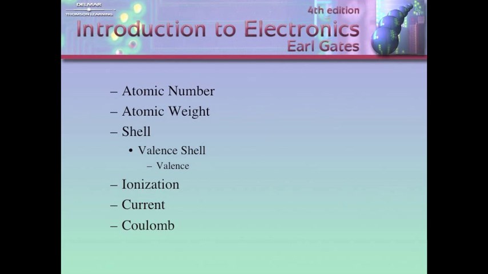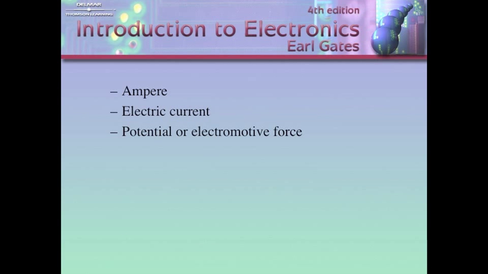Current is the flow of electrons in a circuit. Coulomb is a number of electrons. 6.24 times 10 to the 18th makes up 1 coulomb. Ampere is coulombs per second. Ampere is the unit that we use to measure current in. Electric current is that flow of energy. When I say current, think of it as a river. And potential and electromotive force describe voltage, the force that makes the current flow inside a circuit.